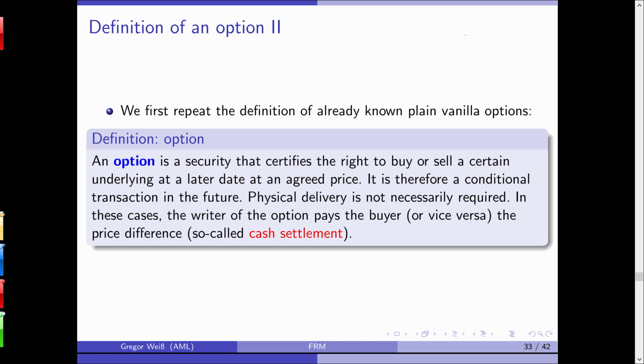Physical delivery is usually not required. You do not need to physically deliver the underlying. What you simply do is you take the difference between the exercise price and the current spot price of the underlying, and you do cash settlement. You simply take the difference in prices and you pay out the difference in the prices.